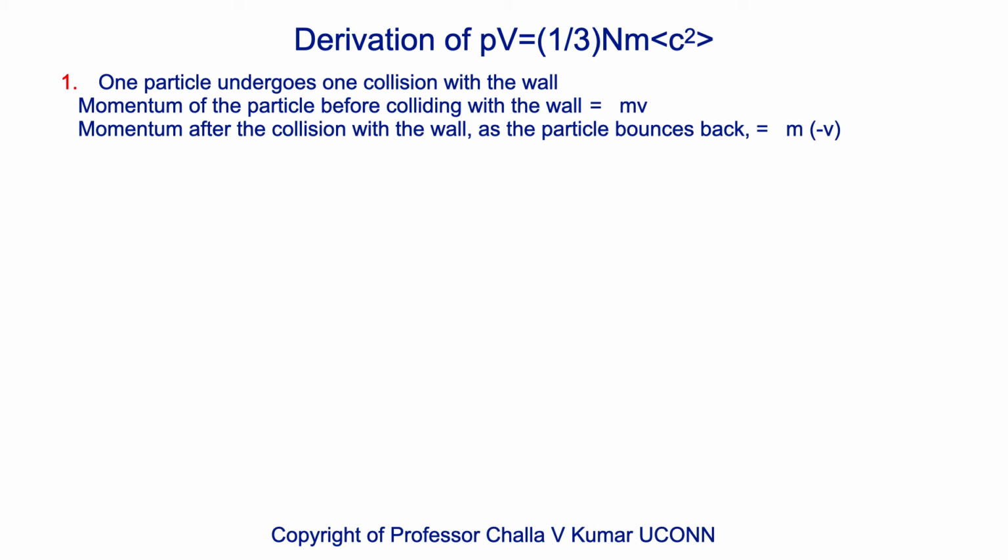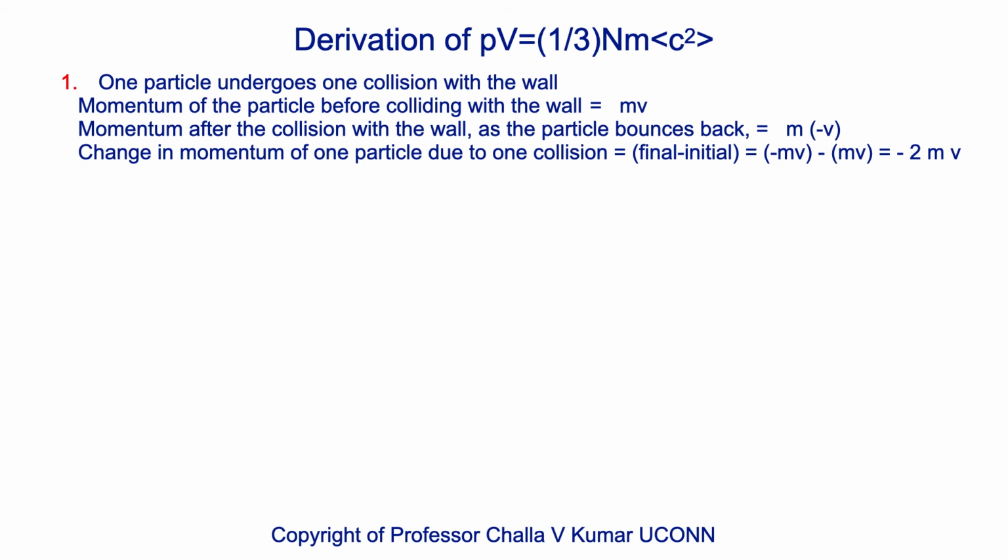The momentum of the particle after the collision with the wall, that is, as it bounces back, is going to move exactly parallel to the x-axis but in the opposite direction. Since the direction of the particle is changing, we write the momentum of the particle as m times minus v. It's very important to remember that the direction of the velocity is changing as the particle bounces back. So if mv is the momentum prior to the collision, minus mv will be the momentum after the collision.